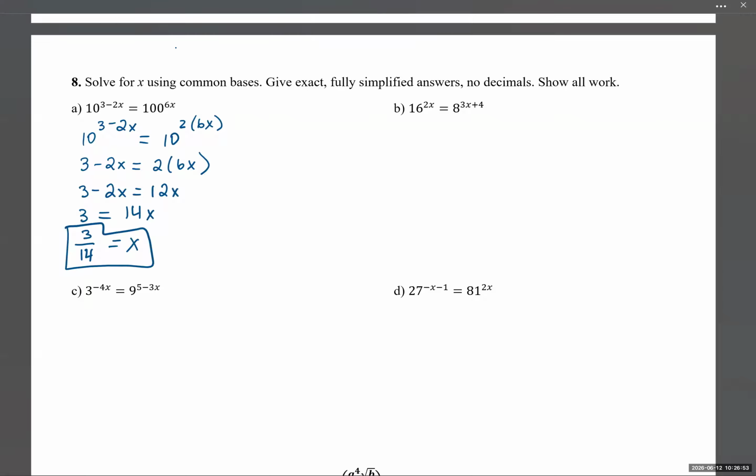Part B, we have 16 and 8. They're both powers of 2. 16 is 2 to the 4th power, and then I already have 2x as an exponent. 8 is 2 to the 3rd power, and I also have 3x plus 4 in the exponent form. Now that the bases are the same, we can drop the bases and just equate the exponents.